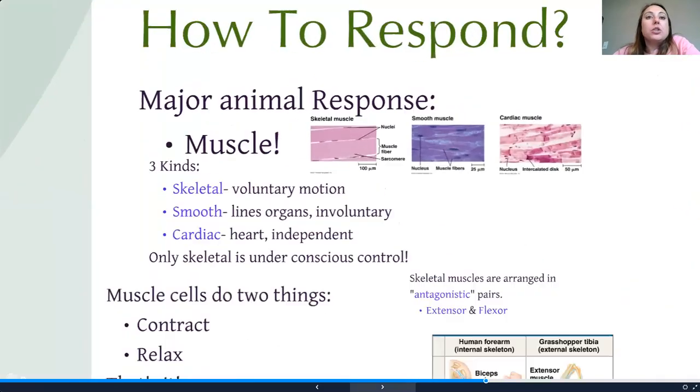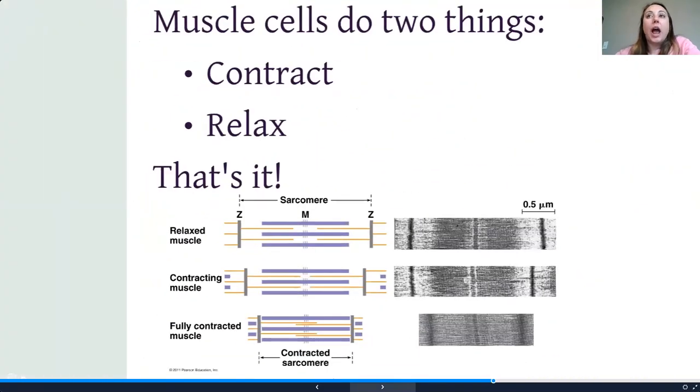Okay, so muscles do two things. They can contract and they can relax. So right now my muscle is relaxed, and then when I bend my arm, my muscle contracts.